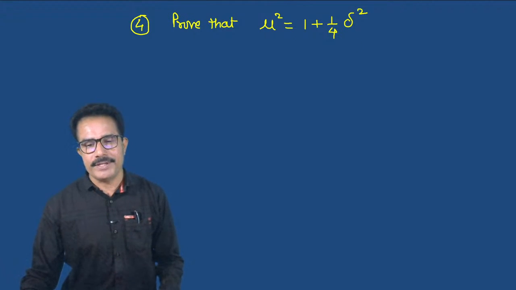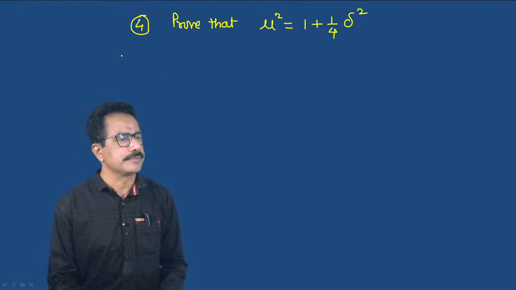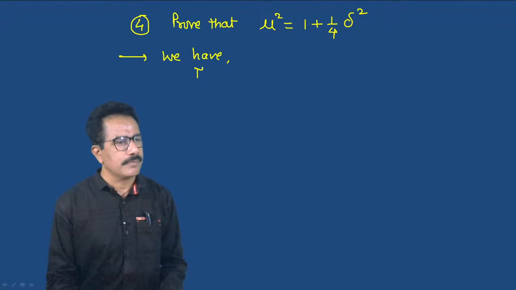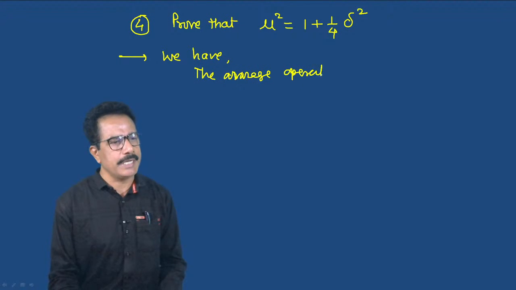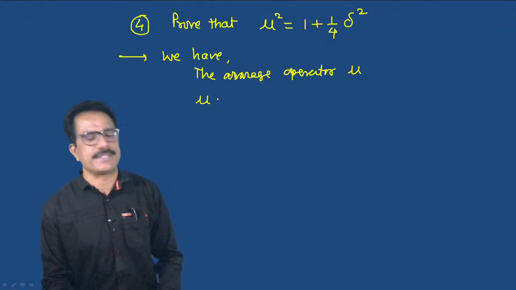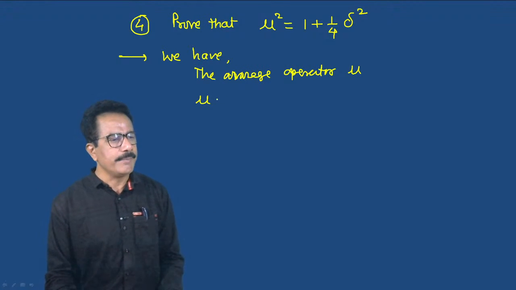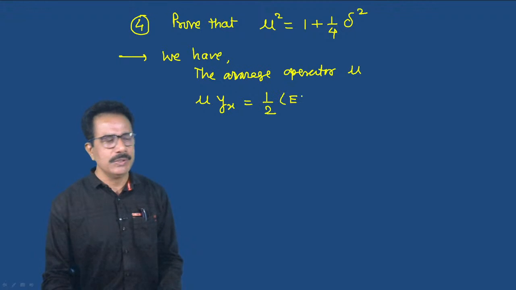Now according to the definition, we have the average operator mu, that is mu of yx. You know that mu of yx equals 1 by 2 e raised to 1 by 2 minus e raised to minus 1 by 2 yx.